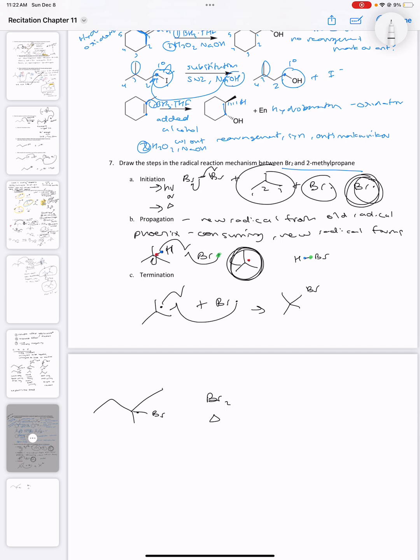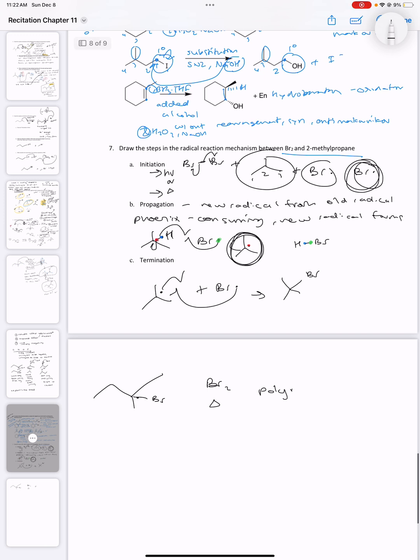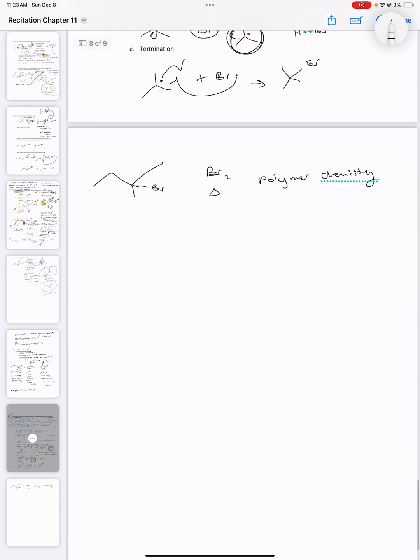They really come in handy for polymer chemistry. Polymers use radical reactions a lot. As long as you can know in general where the halogen would add on the alkane, you should be able to answer those questions correctly on your final.